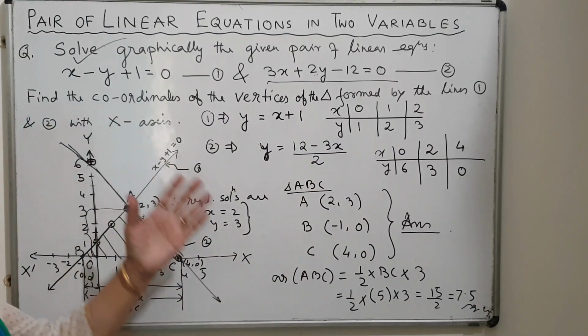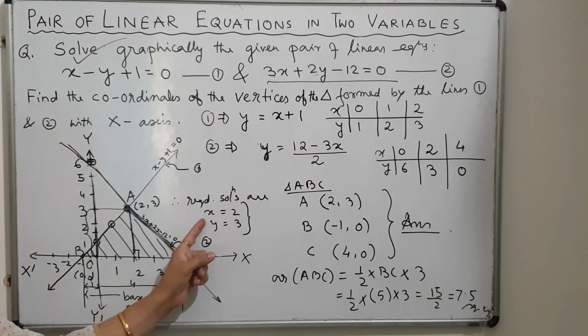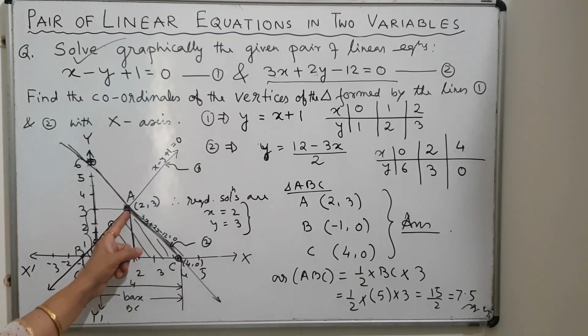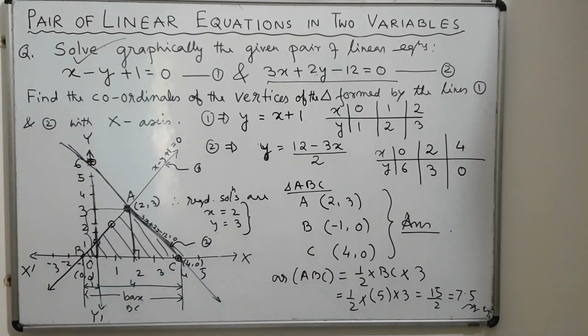So in this way we solve graphically: you find the values of x and y, the variables, from the coordinates of the point of intersection of the two lines. Okay, now let's see some more questions.